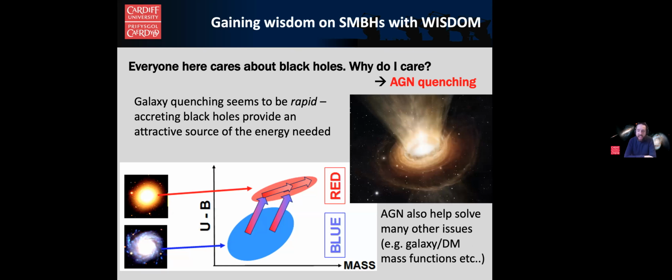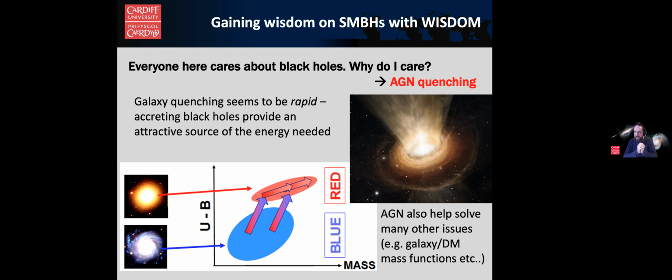So everyone here cares about black holes. We all bothered to turn up today. And so far, we've mostly heard, because it's early in the conference, about high redshift. But my interest in black holes is mostly based on their impact on the galaxy properties that we measure at low redshift. So in understanding AGN quenching, essentially, we know that in order to produce the galaxy population we see around us in the universe today, we have to have some form of energetic input from black holes.